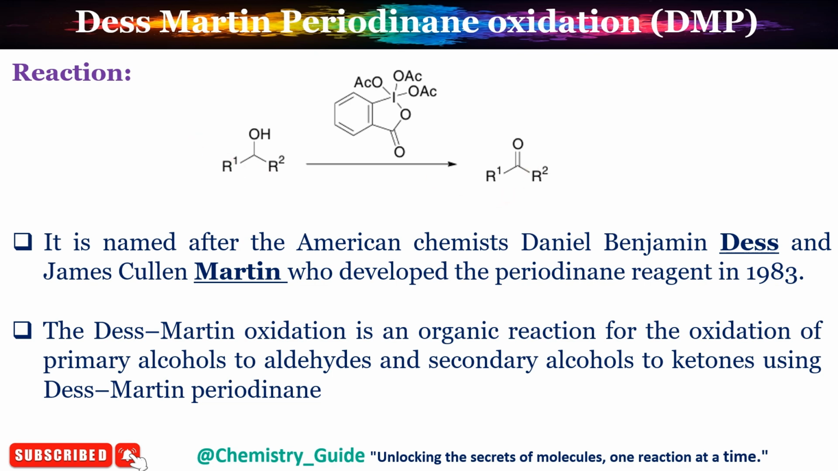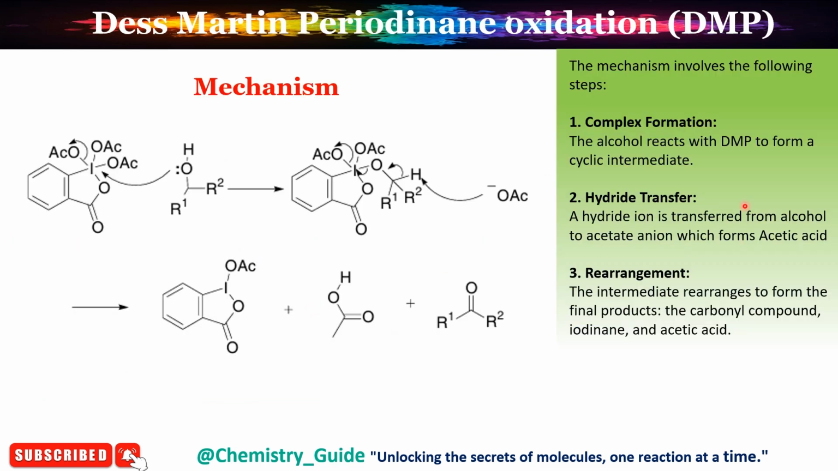Let us see the mechanism in detail. The reaction mechanism involves three steps. The first step is the complex formation between the alcohol and the DMP, the second step is the hydride transfer, and the last step is the rearrangement. So in the first step, there is the attack of an alcohol oxygen on the DMP molecule to generate the cyclic intermediate. This is a complex.